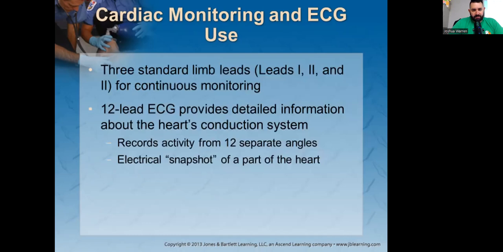So standard leads. We have lead 1, 2, 3. So simply put, it forms what we call Einthoven's triangle. A quick look at the heart gives you the 3 leads. Just putting pads on a patient gives you 3 leads, 1, 2, and 3. This is good for what? Rate, the rhythm, and quality.